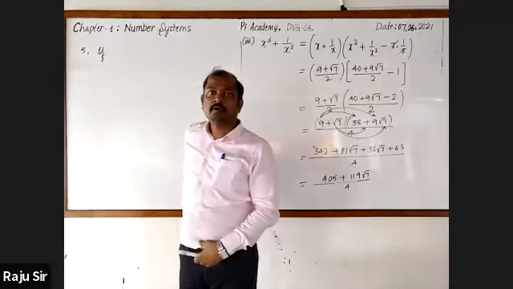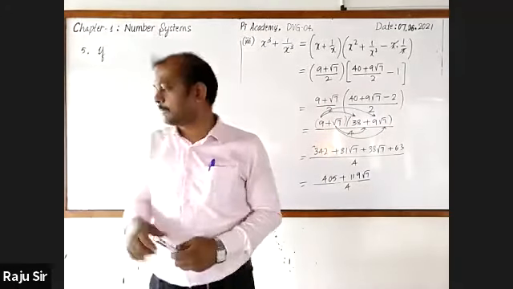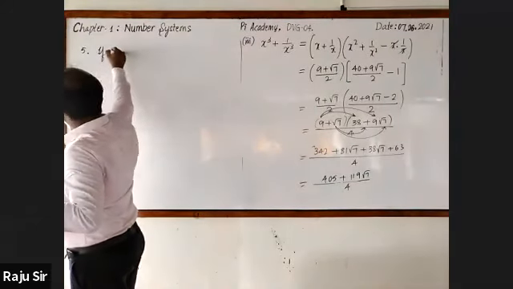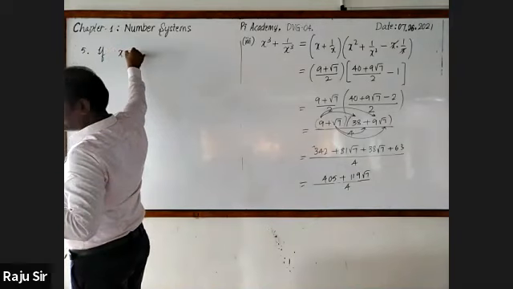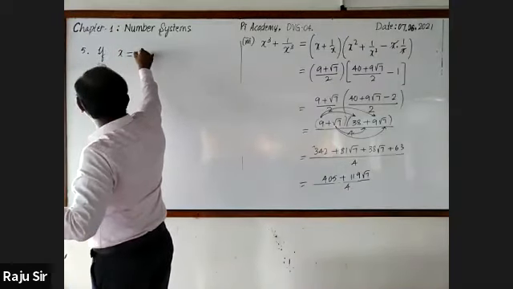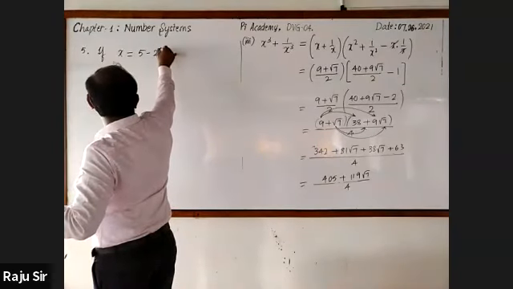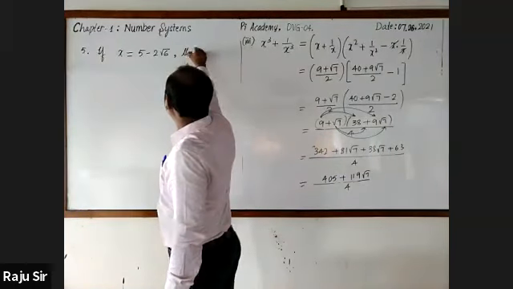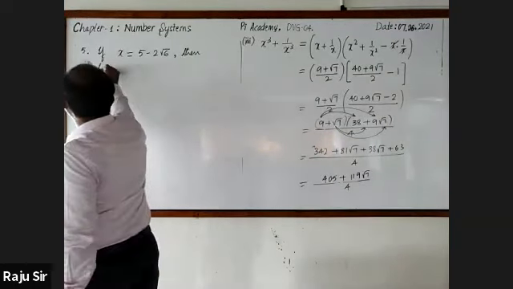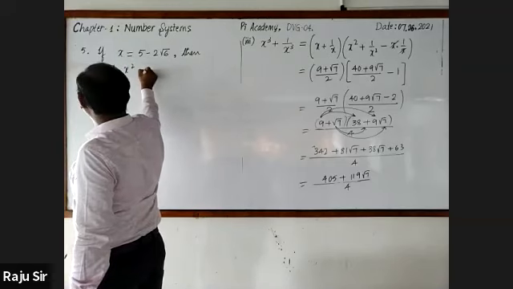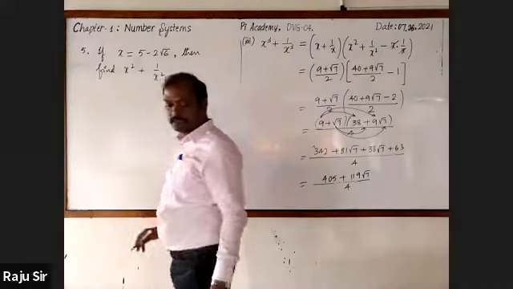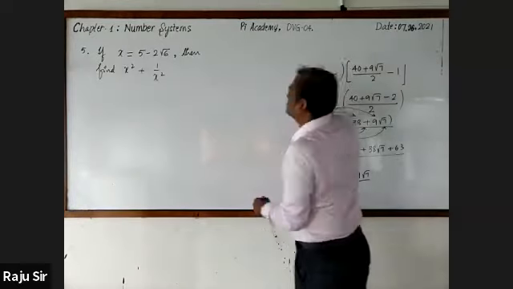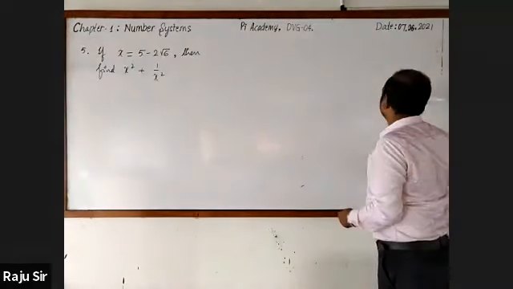Now, let me give you another one which was given in the examination. It is this one. If x equal to 5 minus 2 into root 6, then find x square plus 1 by x square.